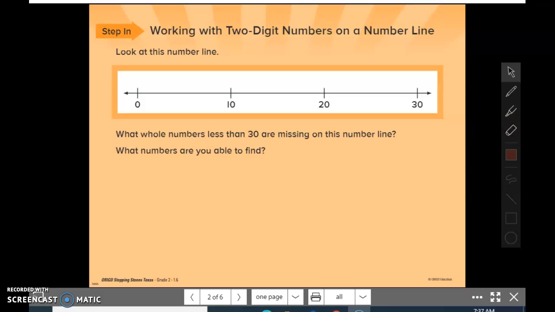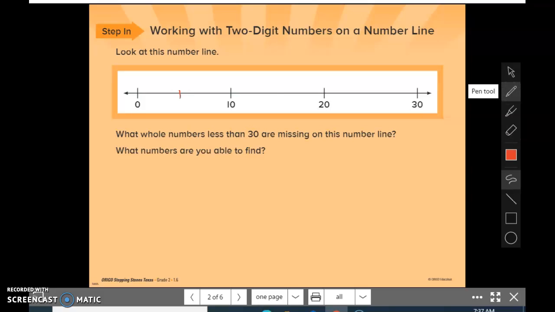I am missing 1, 2, 3, 4, 5, 6, 7, 8, 9, just between these two numbers here, between my 0 and my 10. I'm also missing the numbers 11 through 19, and then 21 through 29. So I'm missing a lot of numbers on this number line. I can find them by starting with those skip counting patterns.